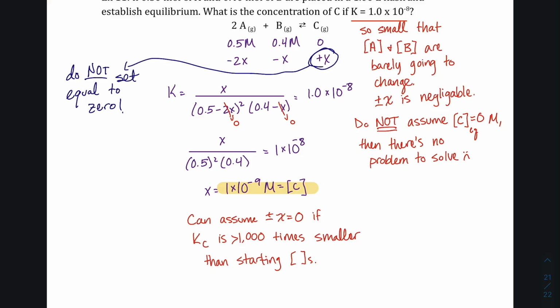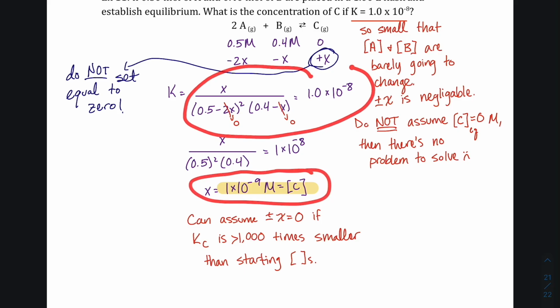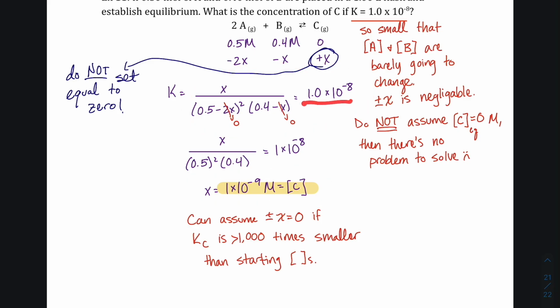Usually this is a good assumption if your equilibrium constant is about 1,000 times smaller than your starting concentrations. If you're ever wondering, did you make the right assumption, you can always take your value for X, plug it into the initial ICE table, and make sure that you get a value that's about 1 times 10 to the negative 8. If your equilibrium table gets you something very different than this number, then this was a bad assumption.